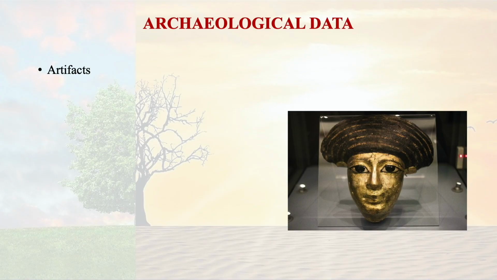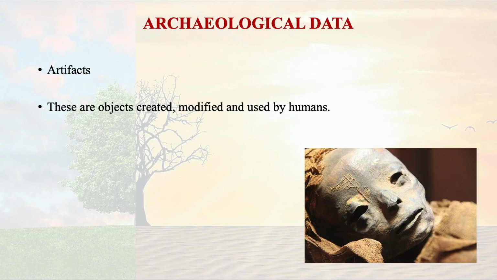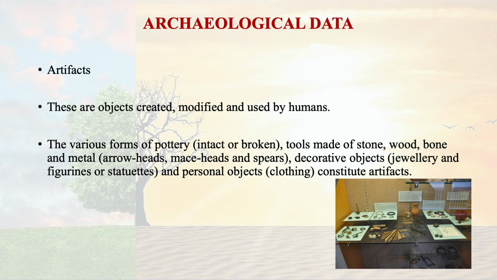When we talk about artifacts, these are the objects created, modified and used by humans. It can be pottery, it can be metal or stone structures or spears. We can understand for ourselves what materials were used by prehistoric man. And these artifacts can also provide us a glimpse of the past climatic condition.